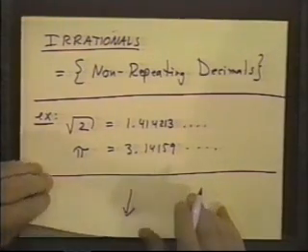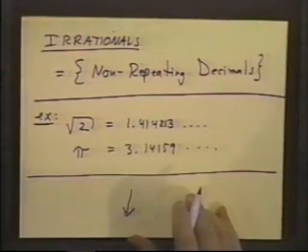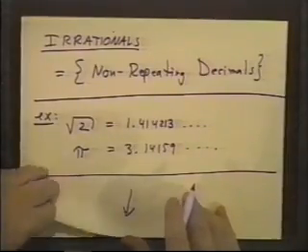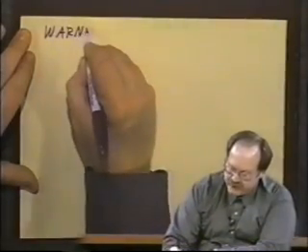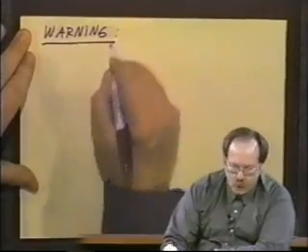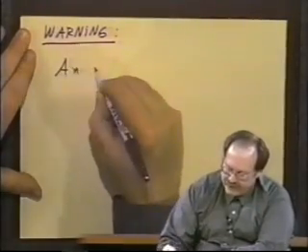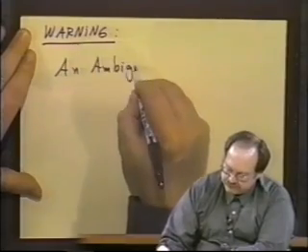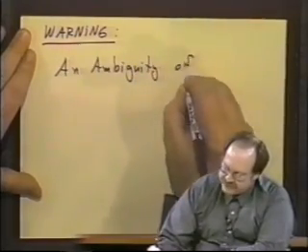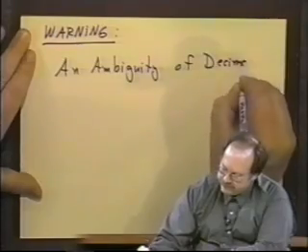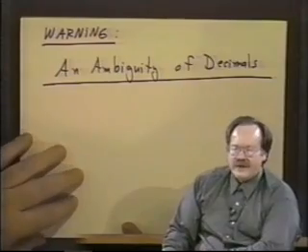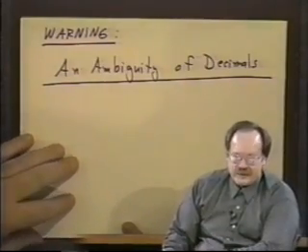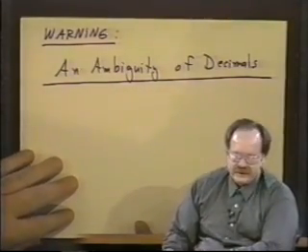One final thing before we leave the real number system. I want to point out an ambiguity. So let me go ahead and write that down. This is another warning. And this will be the last thing I say about the real numbers today. Warning. An ambiguity of decimals. This is a situation where the numbers that you think are always going to stand for the same thing don't. And it's a little surprising if you've never seen this before.